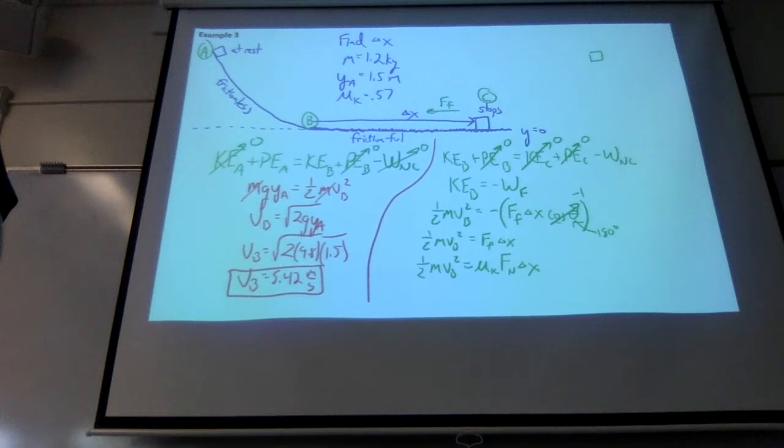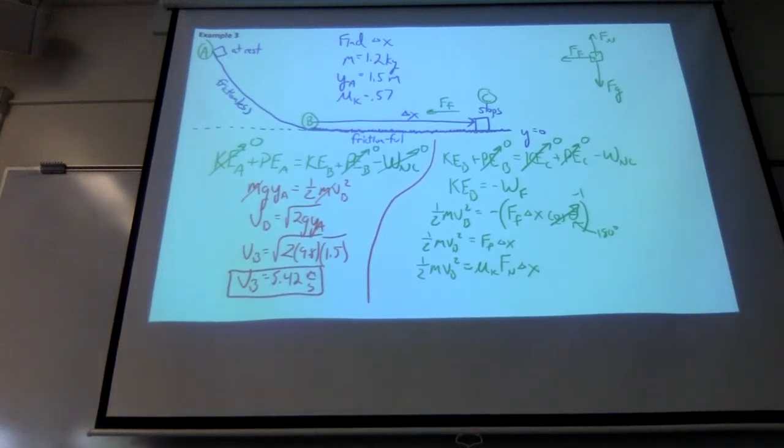I'm going to go up here and draw a free body diagram. No, not a free body diagram. It looks something like that. As the box slides from left to right, only the three forces are acting on it: normal, gravity, and the friction force in the negative x direction.